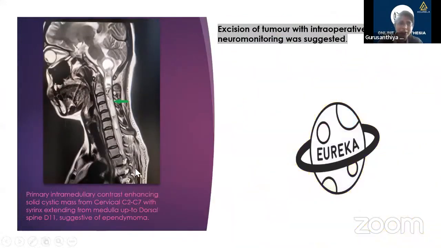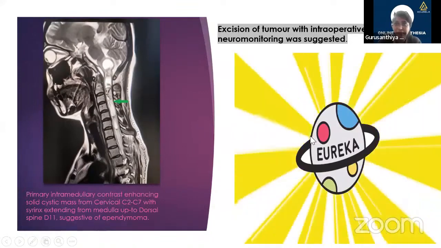It was a contrast-enhancing tumor from C2 to C7. It's an intramedullary tumor with the syrinx extending up to the medulla. So even though she did not have any fundoscopic examination suggestive of increased ICP, this medullary syrinx would have been the reason she had persistent hyperemesis gravidarum. The images were suggestive of an ependymoma. We suggested she excise the tumor as soon as possible and get admitted the same day itself.